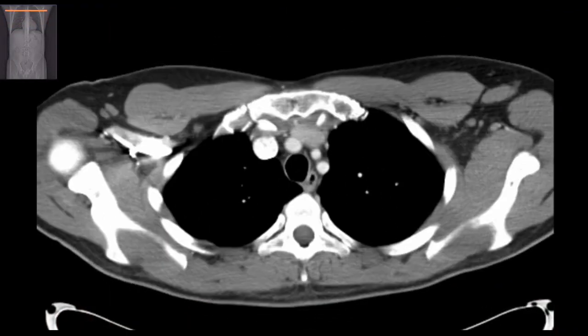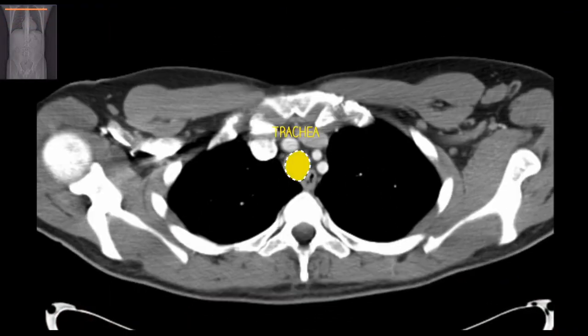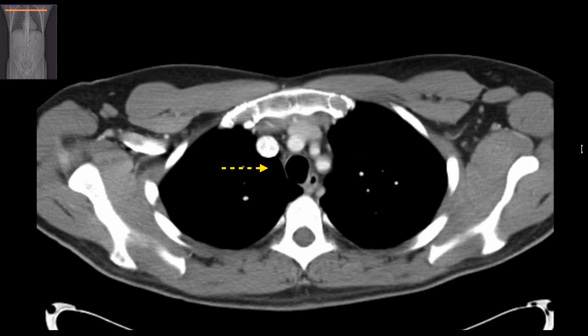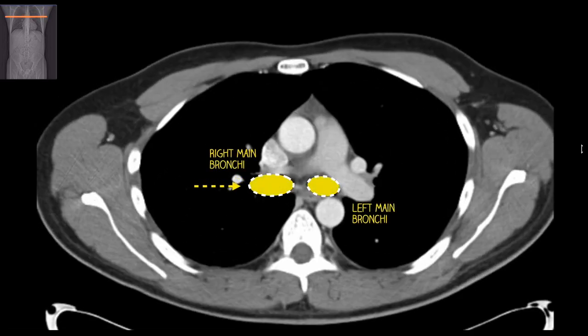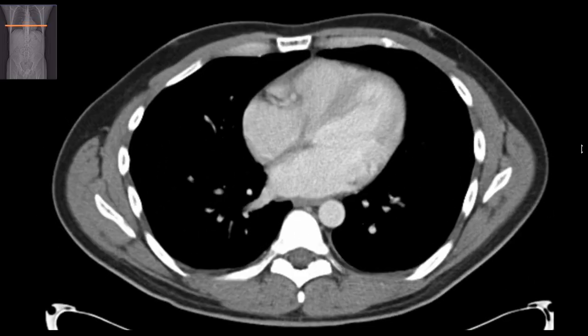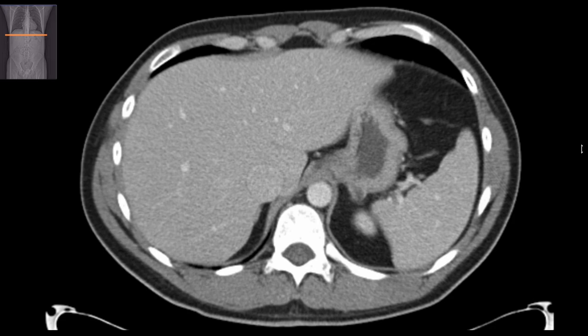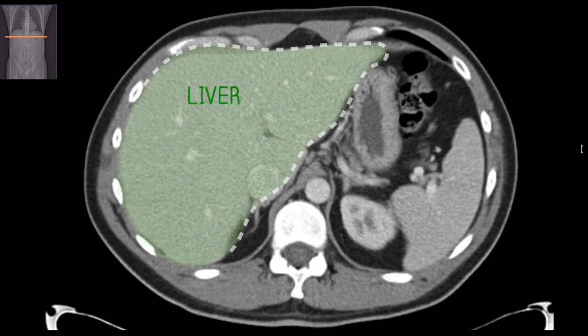As we move higher, you'll notice the trachea, the air-filled tube at the front. Just behind it lies the esophagus. The trachea runs downward and eventually splits into the left and right main bronchi, which lead into the lungs. As we continue scanning downward, moving past the lungs and the diaphragm, the liver comes into view.